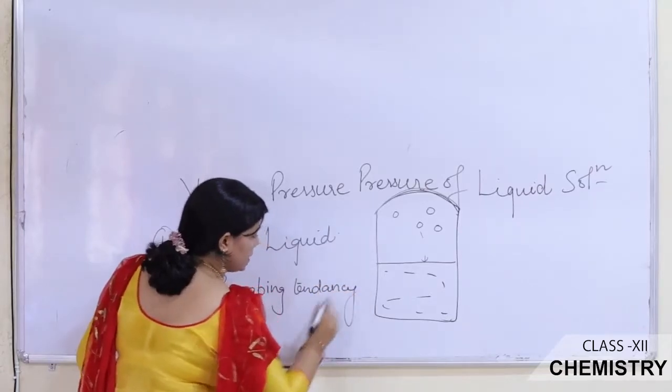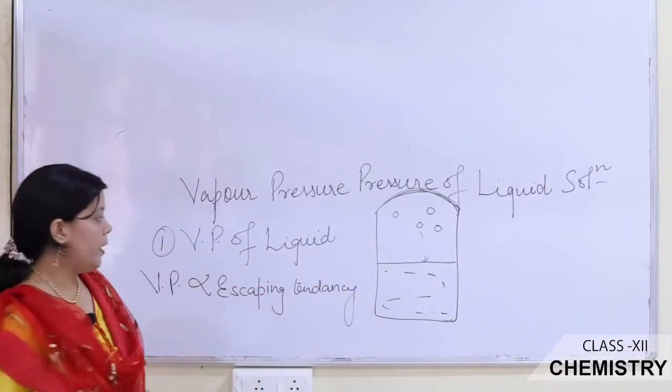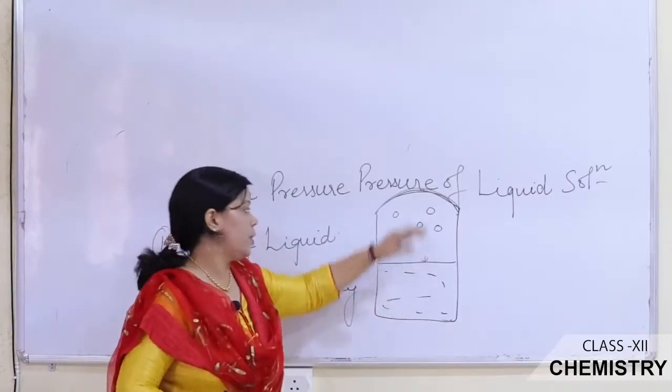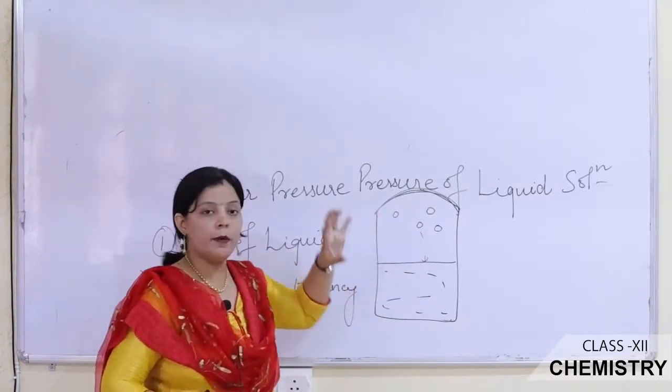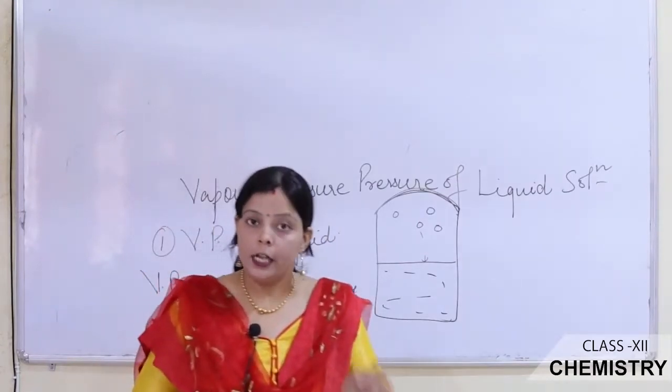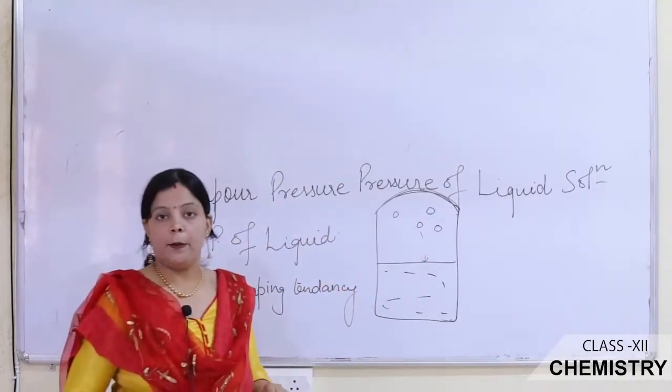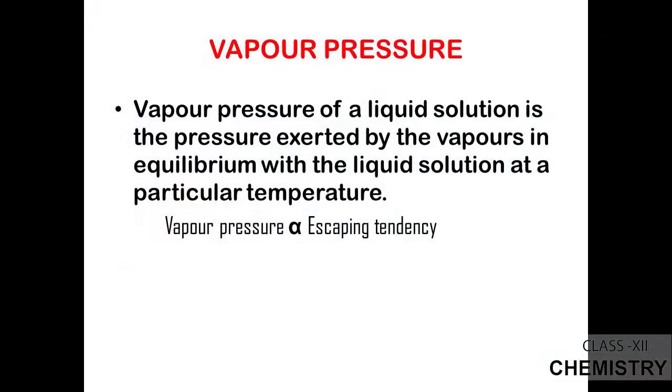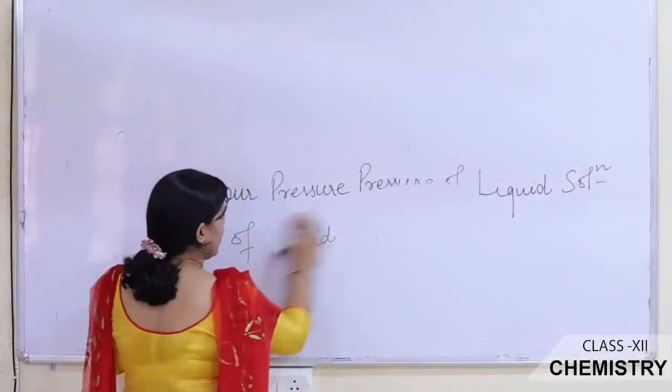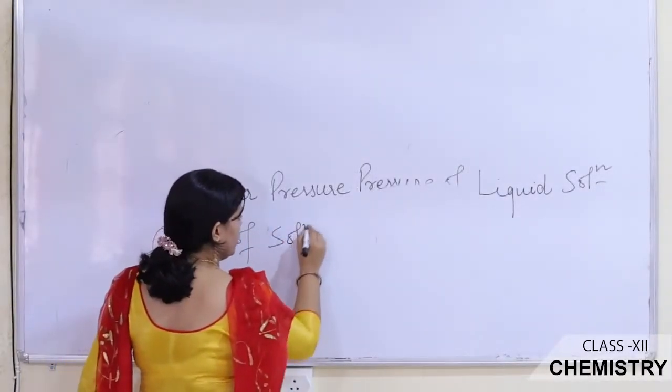If the escaping tendency of the liquid is more, it means more molecules are converted into vapor, and after some time it exerts a pressure over the liquid surface. That pressure is named the vapor pressure. So the vapor pressure of a liquid solution is the pressure exerted by vapor in equilibrium with the liquid solution at a particular temperature, and the vapor pressure is directly proportional to the escaping tendency.